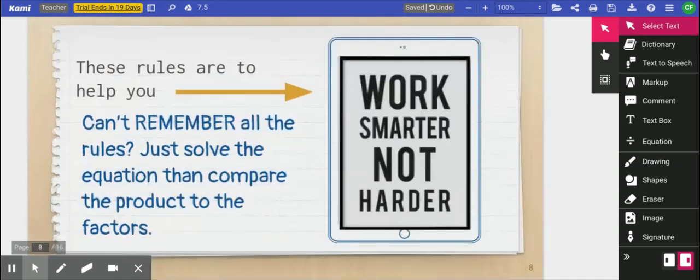So these are rules to help you work. What do I always say, guys? Work smarter, not harder. What if I don't remember these rules? Well, simple. Solve the equation first and then compare your answer afterwards.